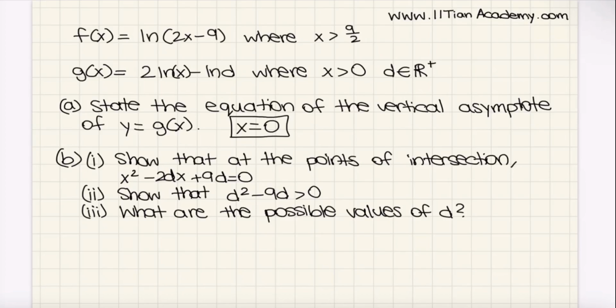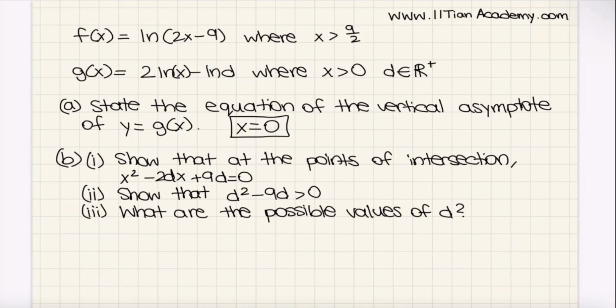f of x is equal to ln(2x minus 9), where x is greater than 9 over 2. g of x is equal to 2 ln x minus ln d, where x is greater than 0, and where d is a positive real number. We're going to do part B, which is to show that at the points of intersection, x squared minus 2dx plus 9d is equal to 0.